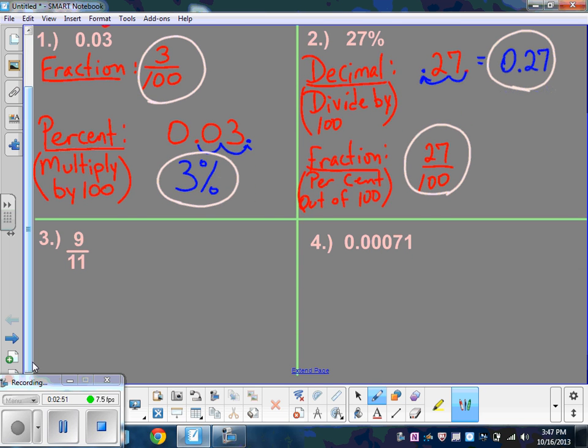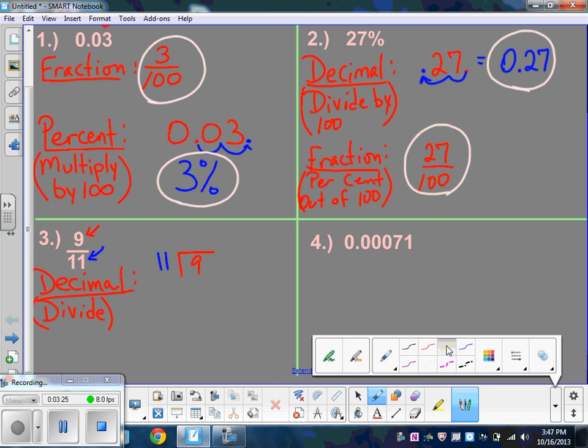Let's take a look at example 3. We have 9/11ths. In order to convert a fraction to a decimal, you have to recognize that fraction is nothing more than division. The numerator of the top number is always the piece that goes inside, and your denominator is always the piece that goes outside the house. Treat this as if it were a normal division problem.